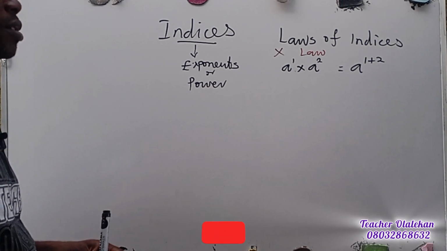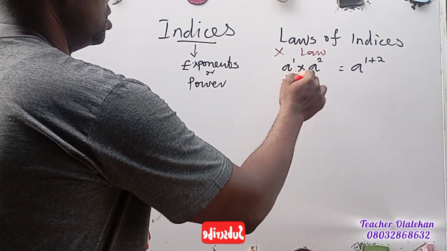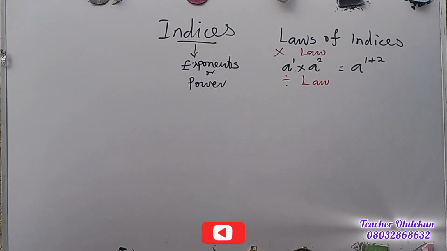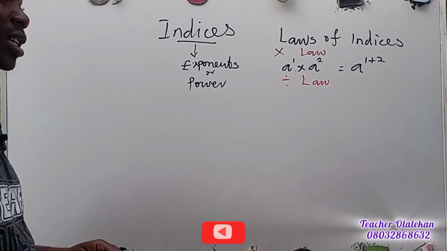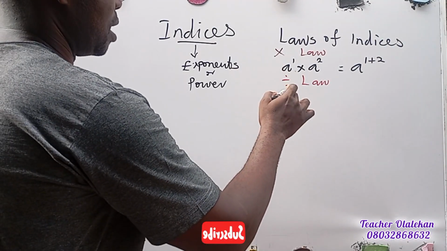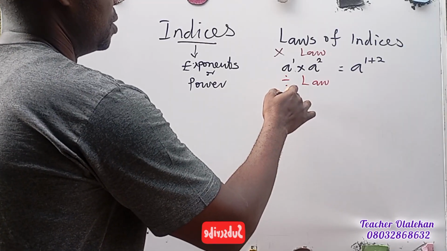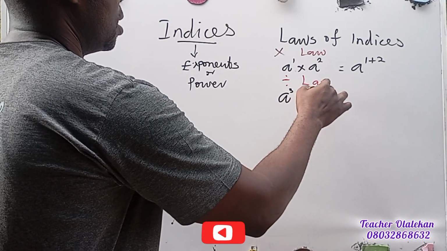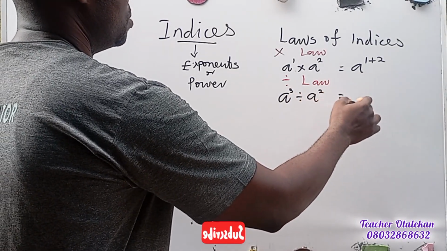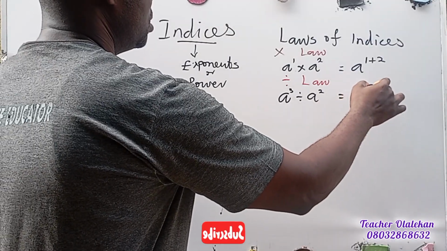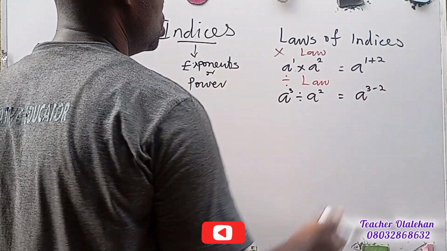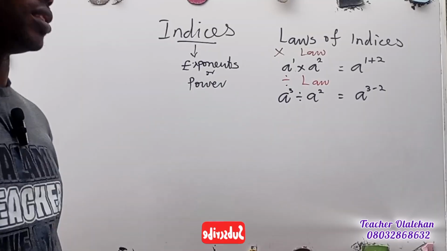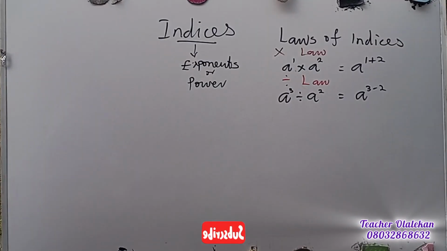And also we have the division law. So what is the division law of indices? The division law of indices says that when you divide, you take away the exponent. So using a as our base as well, let's have a raised to power 3 divided by a raised to power 2. So that simply means a raised to power 3 minus 2, which is going to give us a raised to power 1.